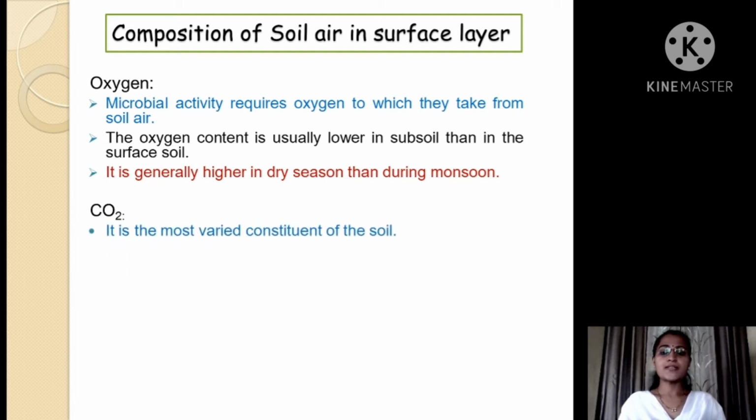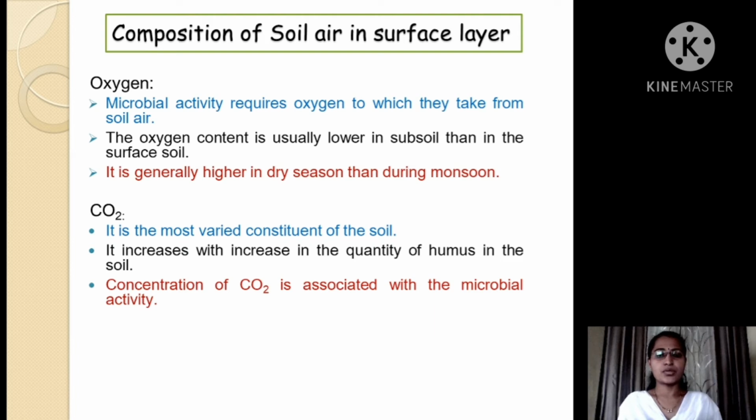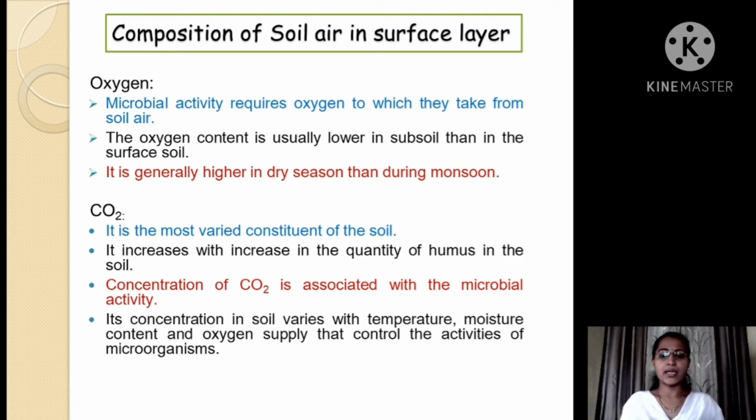Second composition is carbon dioxide. It is the most varied constituent of the soil. It increases with increase in the quantity of humus in soil. Concentration of CO2 is associated with microbial activity. Its concentration in soil varies with temperature, moisture content and oxygen supply, which control the activities of microorganisms.